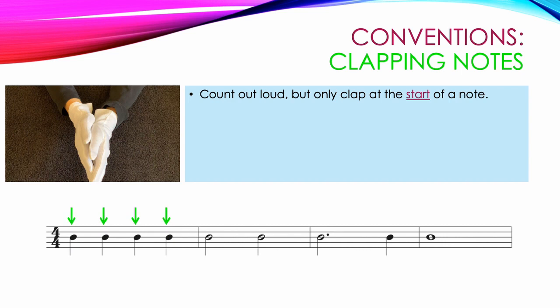In the second measure, we have 2 notes worth 2 counts each. You're only going to clap at the start of each of those notes. In the third measure, we have 2 notes, a 3-count note and a 1-count note. So you're only going to clap twice, once at the beginning of each note. And in the last measure, it's 4 counts long, but it only gets 1 clap at the beginning of it.